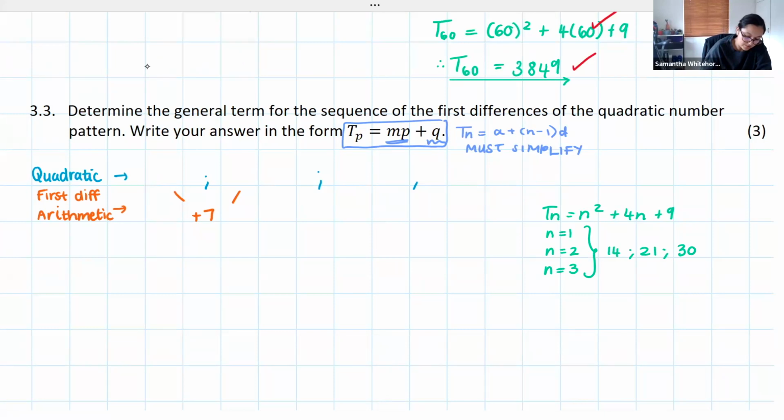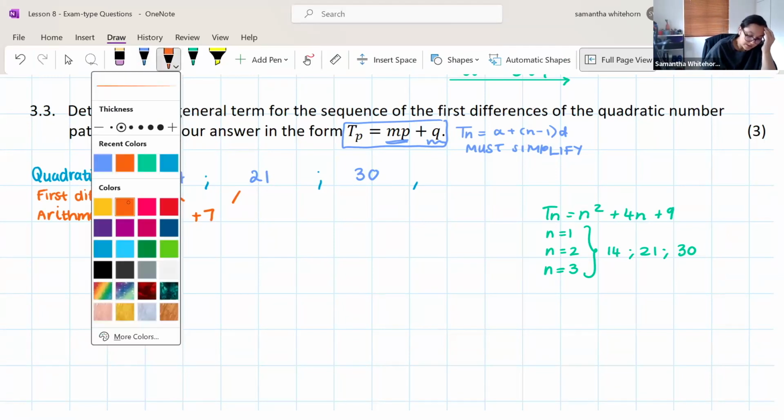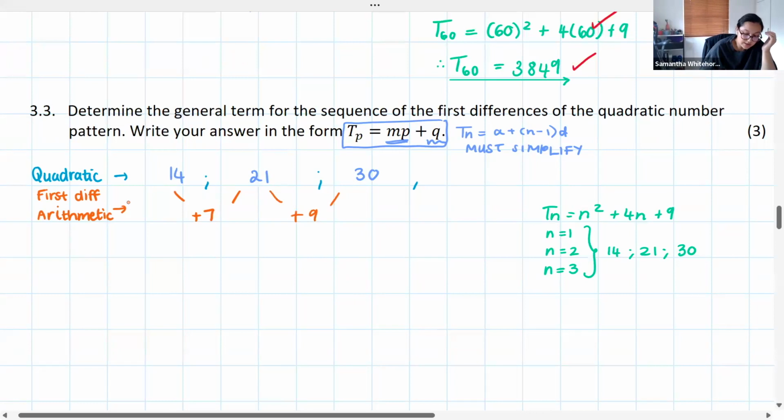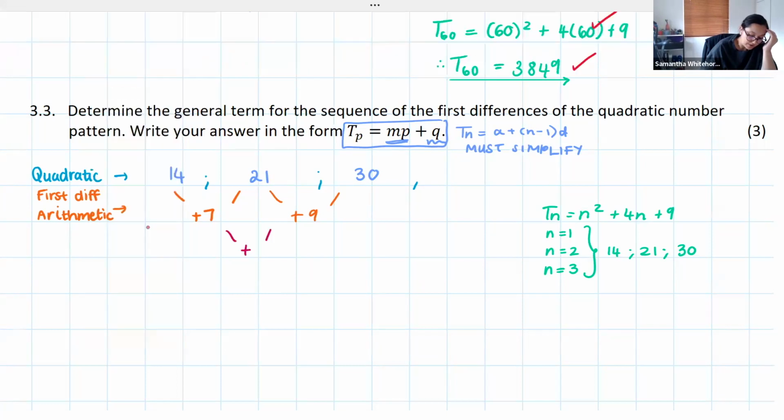We don't really need to inform. 14, 21, 30. So you can clearly see that 14 plus 7 is 21. If we now move on to our next difference, 21 plus 9 is 30. And so our constant difference is an addition of 2. So this is my constant difference of the arithmetic pattern.